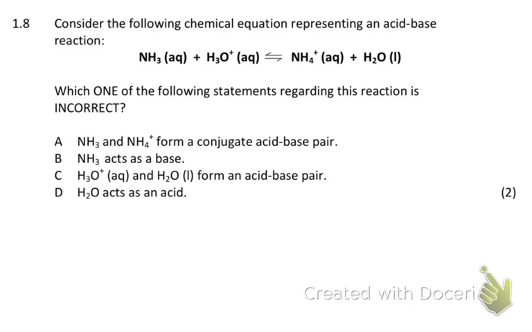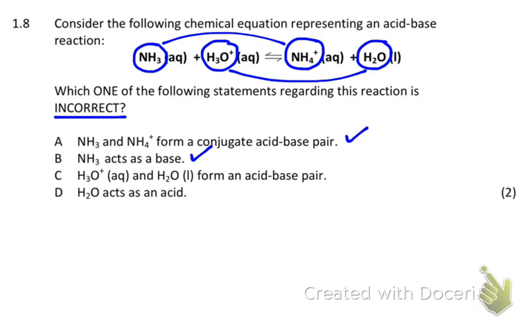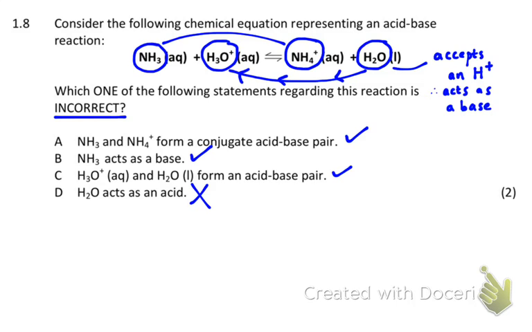Alright, acid-base reaction, again asking which statement is incorrect. A, NH3 and NH4+ form a conjugate acid-base pair. That's correct. They differ by an H+. B, NH3 acts as a base. That's correct because it's accepting a proton. C, H3O+ and H2O form an acid-base pair. Again, they differ by a proton. So that looks like it's correct. And the last one, H2O acts as an acid. Well, in the reverse reaction, H2O accepts a proton, and therefore it's actually acting as a base. So that's the incorrect statement, and so D is the one.